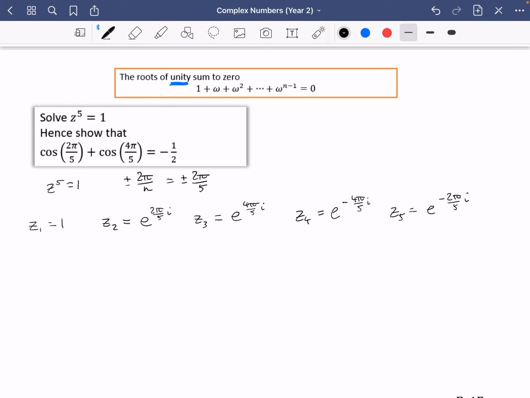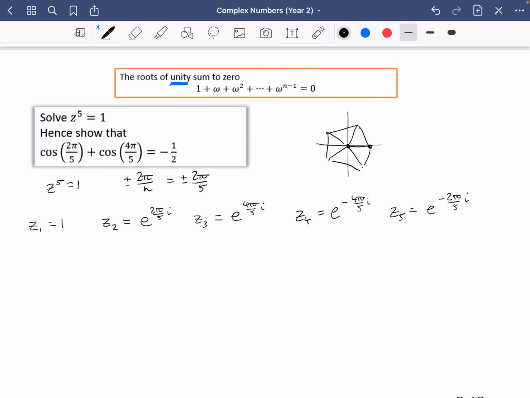So if we were to plot them, we would actually get a pentagon. Now pentagons are way harder to draw, so I'm not sure I'm going to do a very good job of this. So we should get Z1, Z2, Z3, Z4, and Z5. It is a pentagon with center at the origin and Z1 at 1, just as we predicted it would be.